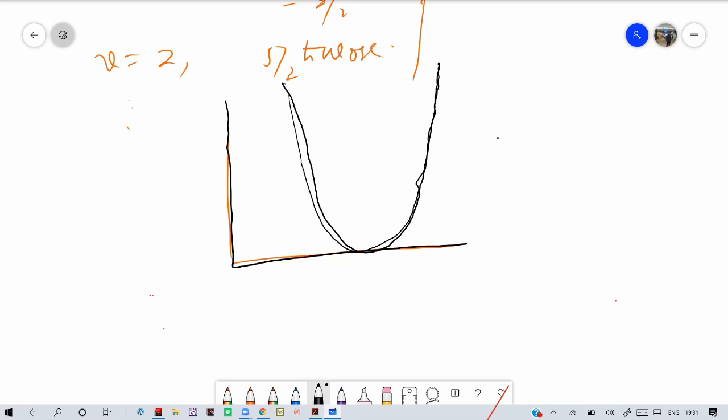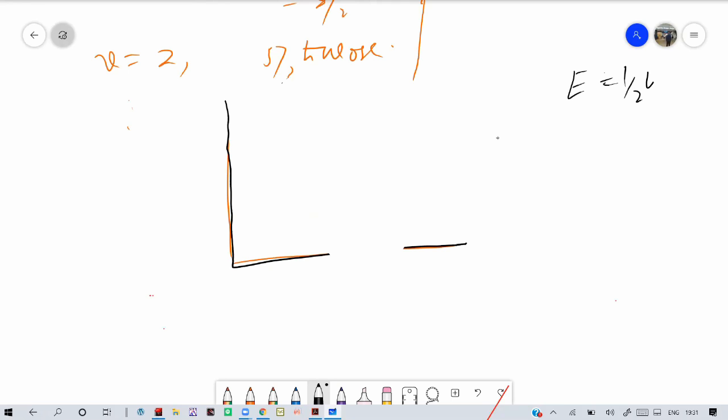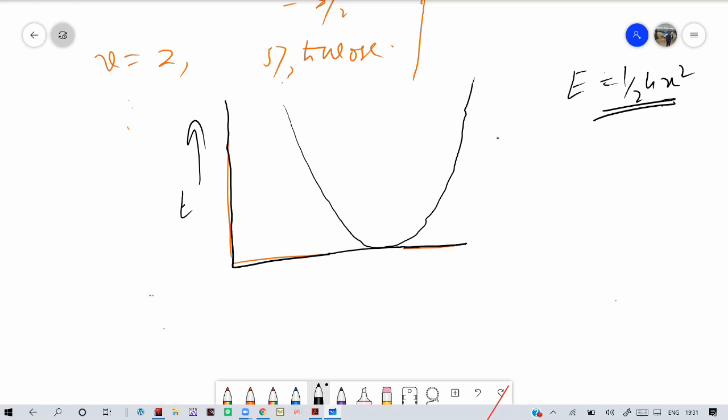Wait, sorry, it's a parabola. This E equal to 1 by 2 k x square, a parabola. This is E here, this is R or X displacement actually. Here in our case X is actually R minus R equilibrium, X square. So this is R here, what is the displacement, and this is R equilibrium.